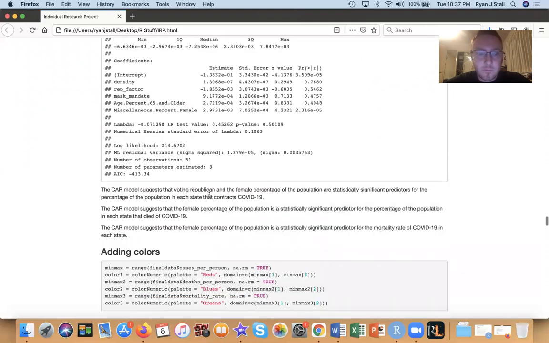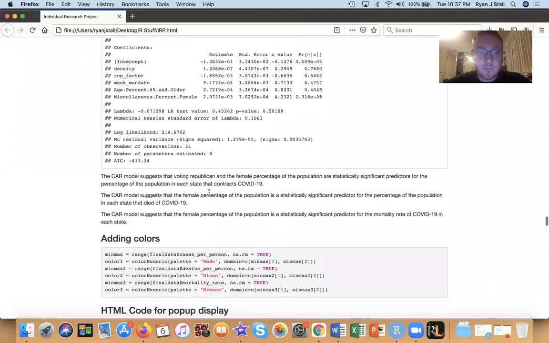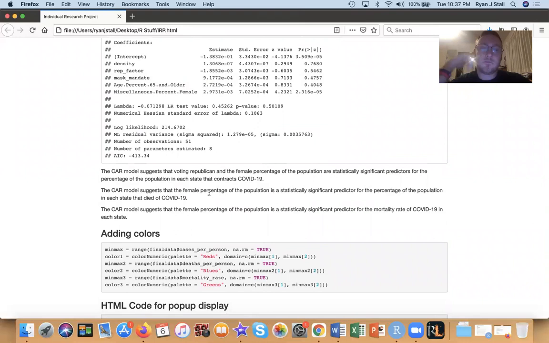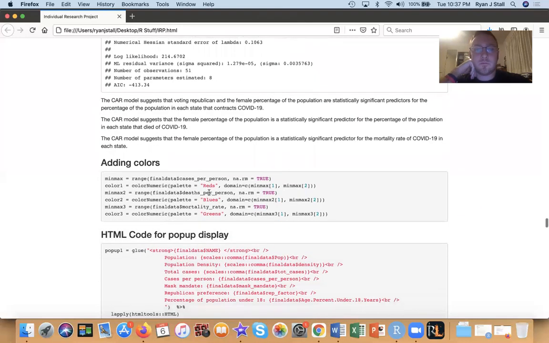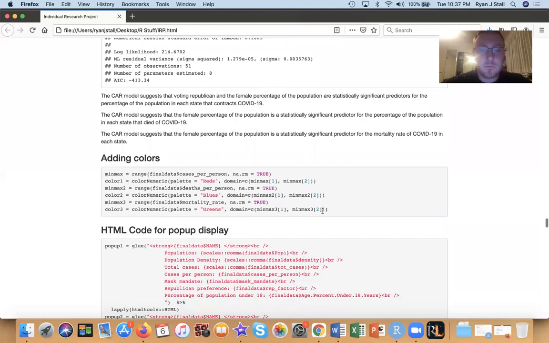After I finished building models, I set about constructing the maps. I chose the color scheme at random, assigning red to the infection rate map, blue to the death rate map, and green to the mortality rate map. In all three cases, the shade of the color would be dependent on that state's value for the rate in question. The state with the highest COVID infection rate would be the deepest shade of red, for instance.